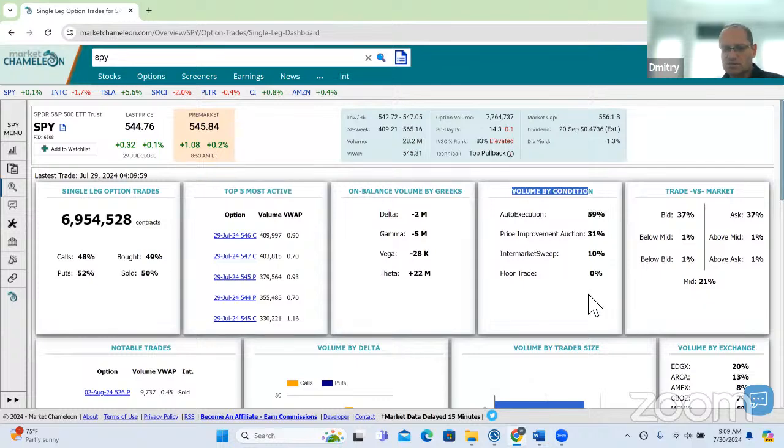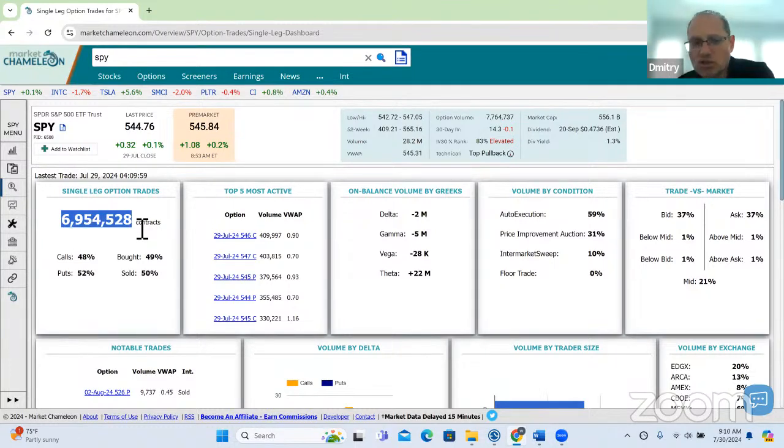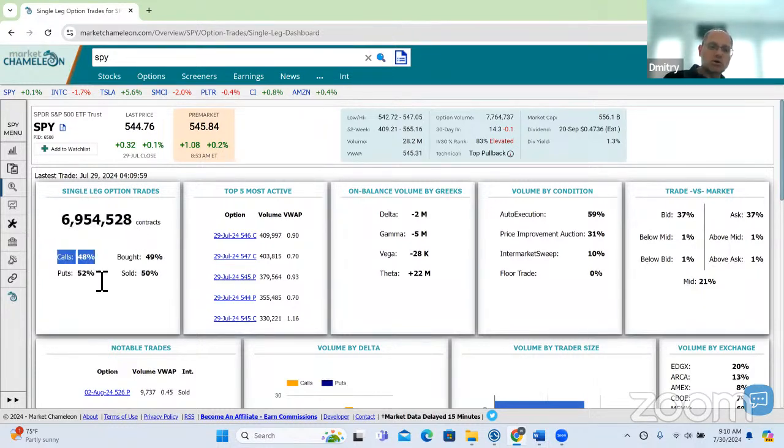You could see here that we have different analytics on these. First, over here, we see the number of contracts, 6,900,000, almost 7 million, out of a total of 7.7 million. So you could see the vast majority of them are single leg trades. There's still a significant amount that were multi-leg trades over here, 700,000 yesterday, but most of them single leg trades. And this is the breakdown between calls and puts. 48% of them were calls, 52% puts.